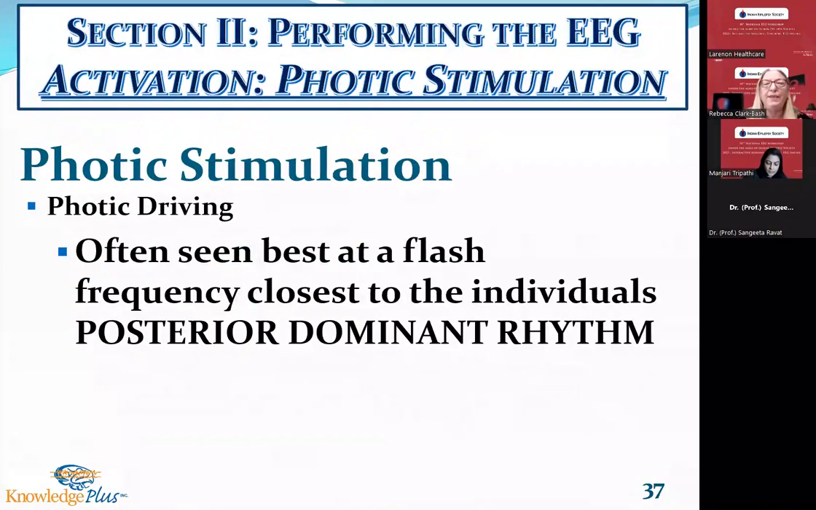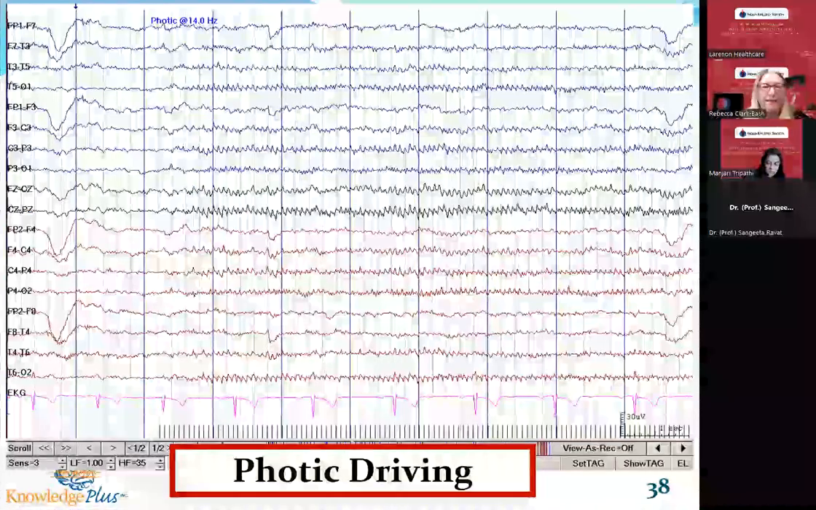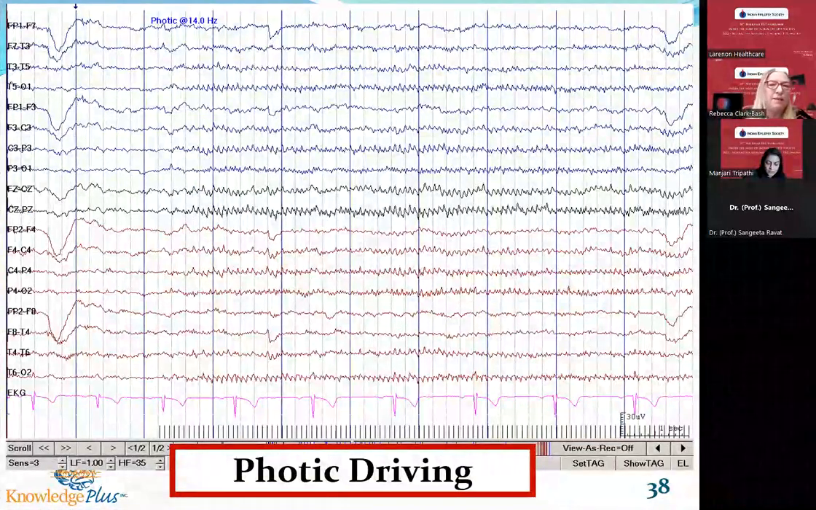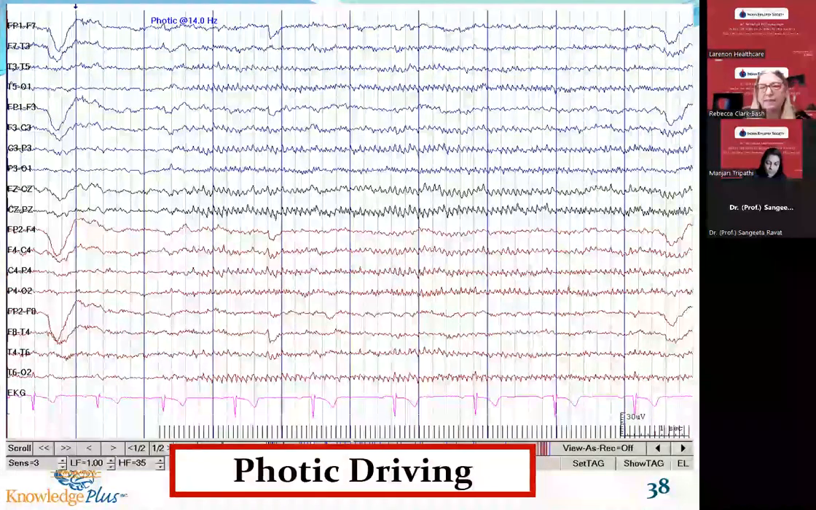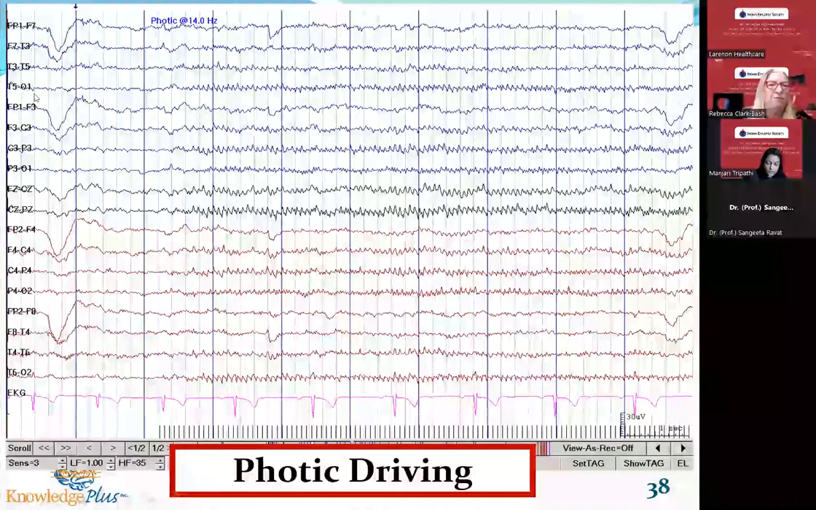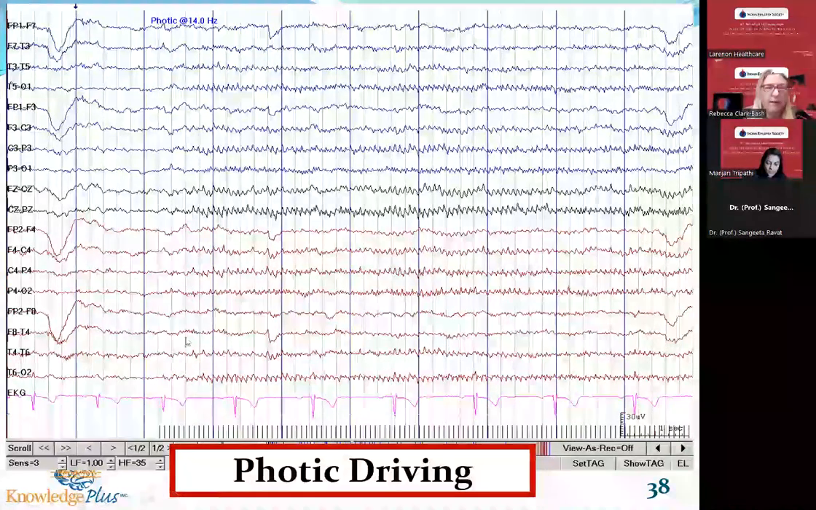The photic driving is best seen at the frequency closest to their posterior dominant rhythm, the activity over O1 and O2 that represents that occipital dominant activity. So this montage, this is 10 seconds of EEG. The montage over on the left, it's the double banana, 4 left, 4 right, 4 left, 4 right, and so on. In this example, red is right, just like on the last. Then this black or dark blue, that's the left.